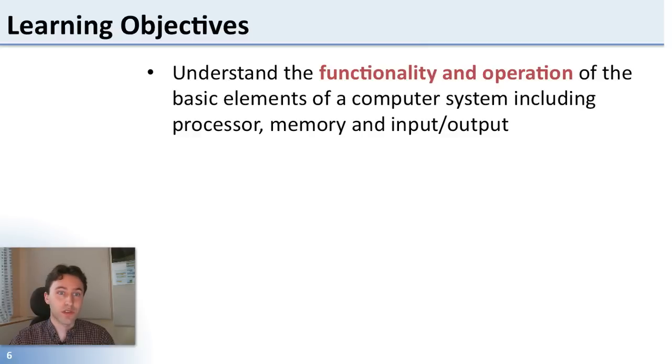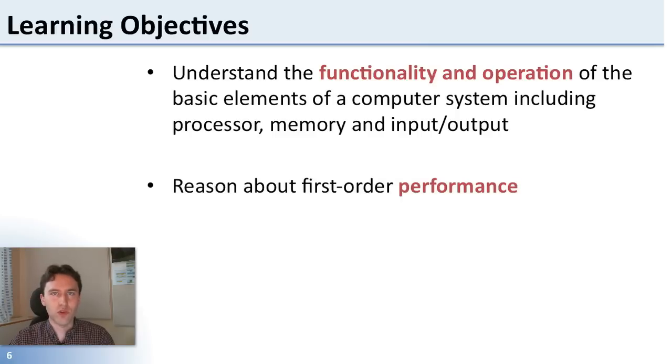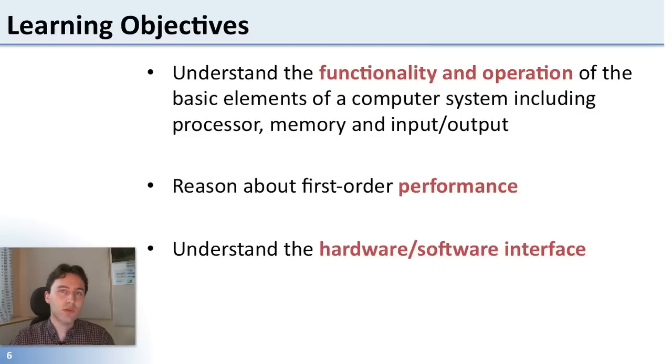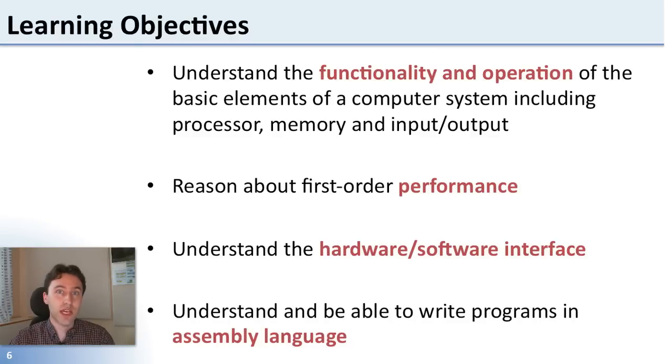So what are the learning objectives for this class? The most important one is to understand the functionality and operation of a computer, and this includes basic parts such as the processor, memory, and input and output. We want you to be able to reason about performance, that is, to understand how caching or pipelining affect performance, and be able to model out what that performance will do, and be able to figure out what's better and what's worse. We want you to be able to understand the hardware-software interface. That is, when you write code, how does that code interact with the hardware to get stuff done? And finally, be able to understand and write assembly language programs, because this is a really good way to understand what's going on in the computer at a low level and bridges between the high-level code that you write and the low-level details of the computer.